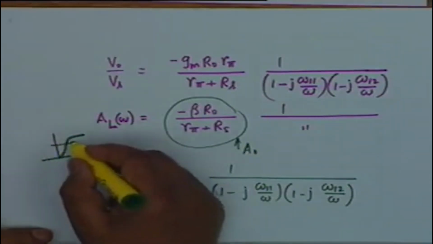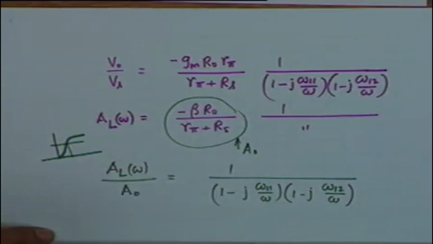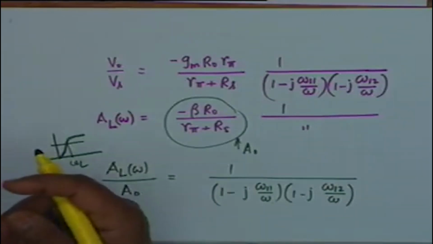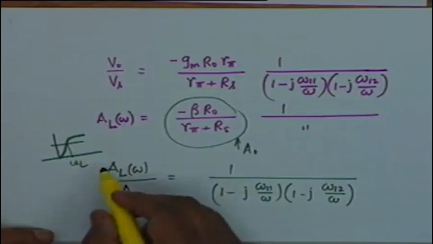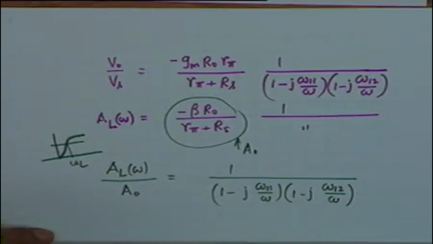The question now is, where is omega L? What is the frequency at which the gain is 3 dB down the mid-band value, 3 dB less than the mid-band value, or 1 by root 2 times the mid-band value? Well, strictly what you have to do is take the magnitude and equate that to 1 by root 2. You will get a quartic equation, omega to the power 4. Engineers don't like to solve equations. Electrical engineers in particular try to find a shortcut.